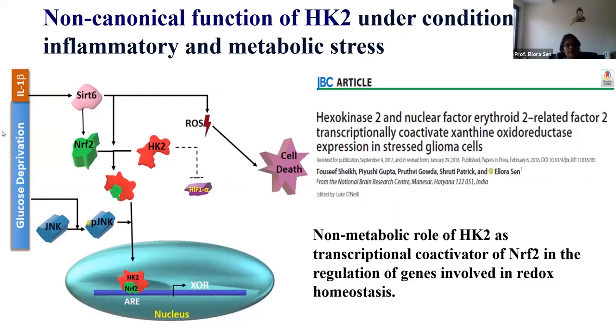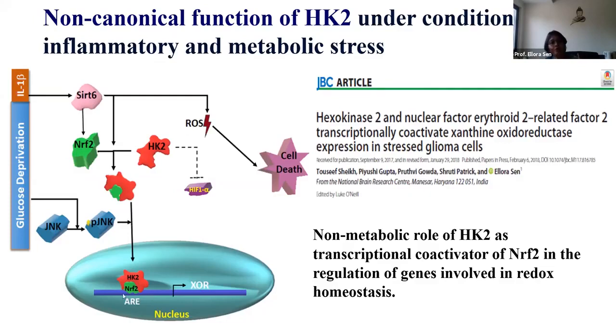Also, in a recent paper, we have shown that in the presence of an inflammatory milieu, and in case of glucose deprivation, there is a shuttling of hexokinase 2 into the nucleus. Now, as we are all aware, hexokinase 2 is a glycolytic gene. So what is it doing in the nucleus? Then what we found out is that in the nucleus, hexokinase actually acts as a transcriptional co-activator. Now, what does it mean?